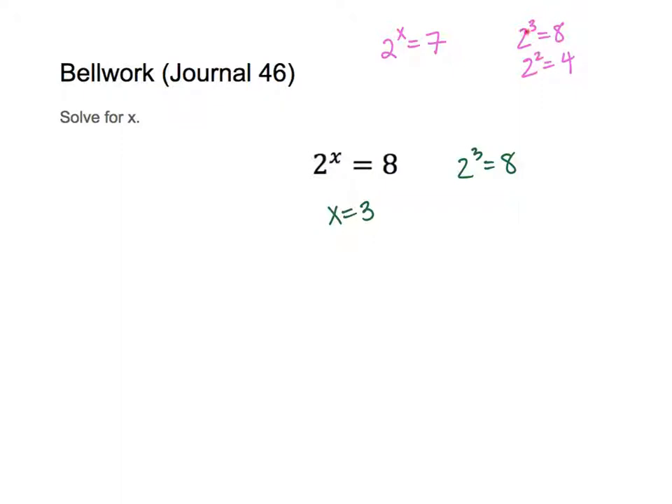So I know that this exponent here has to be between 2 and 3 because 7 is between 4 and 8. And that would give me a decimal number, right? And we wouldn't know for sure what that exponent would be in decimal numbers. We would have to do a trial and error kind of thing. So what we're going to be learning today is how do you find exponents when you're given the value already and the base.